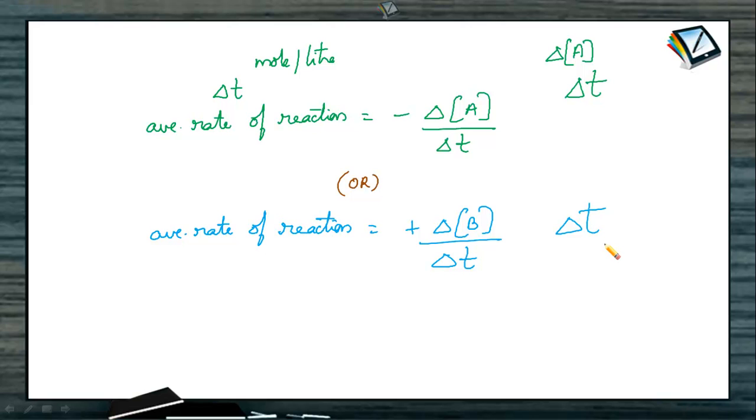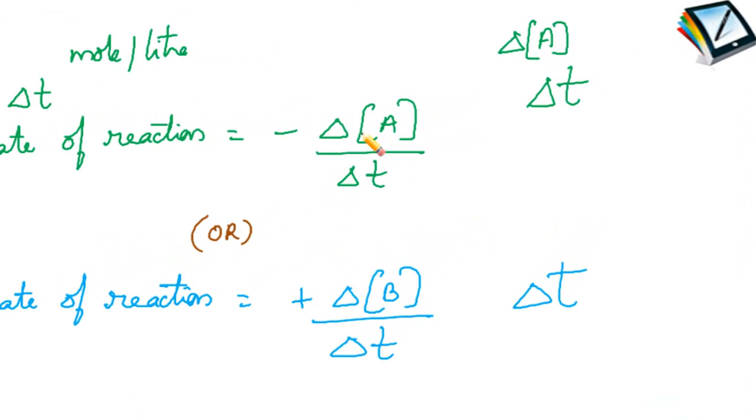So one very important thing here to notice is, in front of A we are writing a negative sign, and in front of B we are writing a positive sign. First forget about the negative and positive sign. Let me explain the remaining part. So the average rate of reaction we are expressing in terms of change in concentration of A or change in concentration of B, where delta A is the change in concentration of A in a time interval delta T, and delta B is the change in concentration of B in time interval delta T. So we are writing average rate is equal to delta B upon delta T.